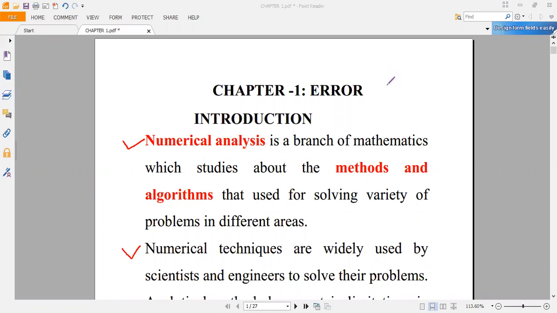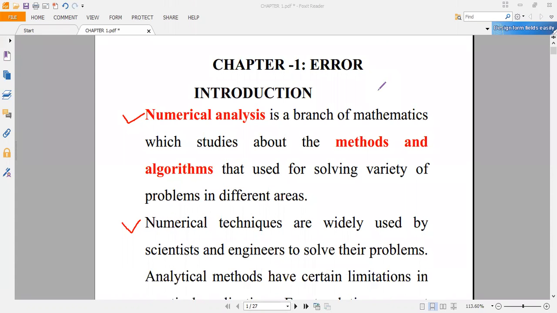The video lectures. So today we will see the first chapter of numerical analysis, which is about error analysis. Numerical analysis is a branch of mathematics which studies the methods and algorithms that are used for solving different problems in different areas, such as mathematics, physics, computer science, medicine, social science, and other life science areas.